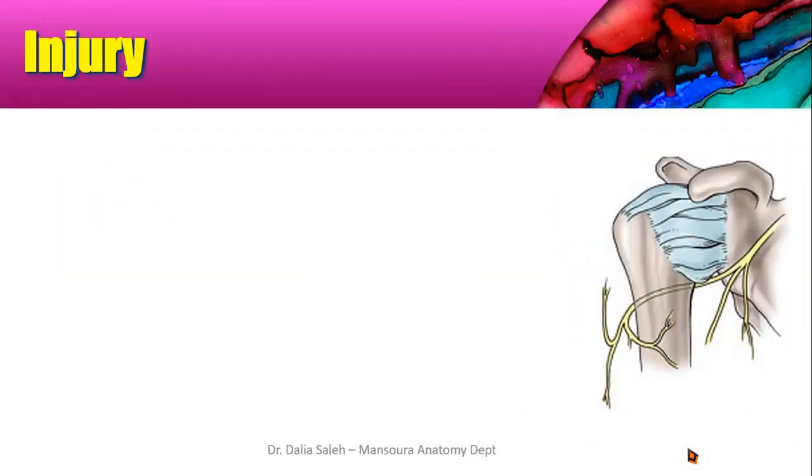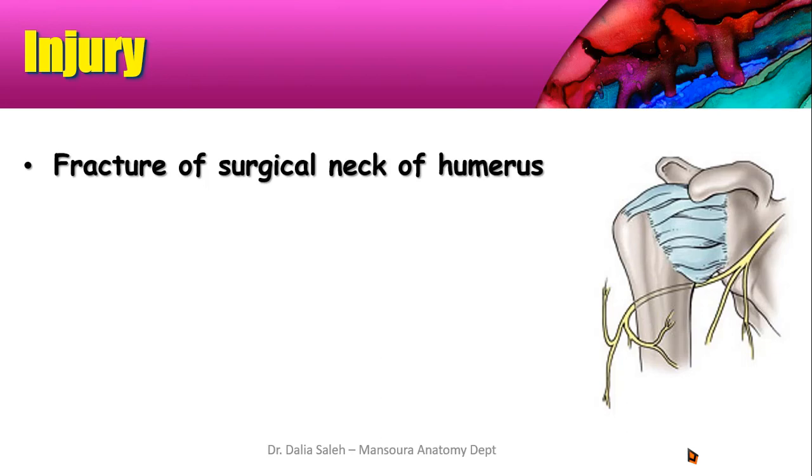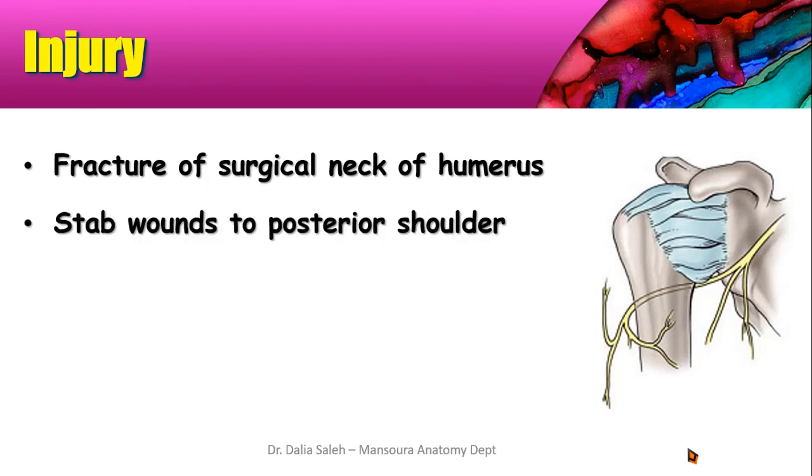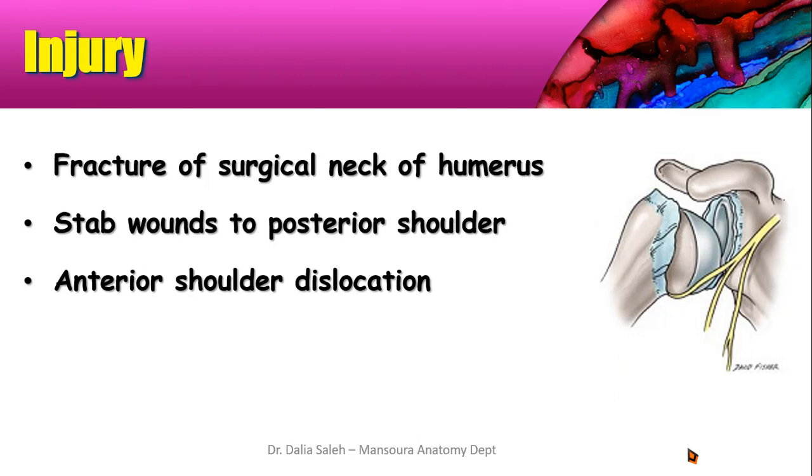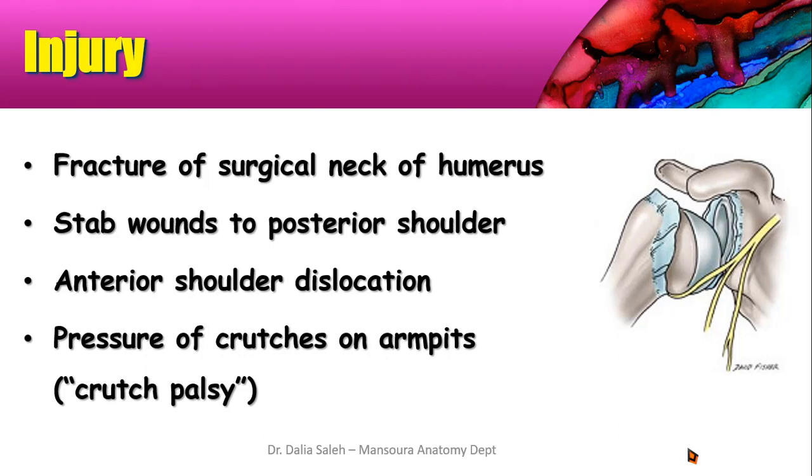The injuries of the axillary nerve could be due to fracture of the surgical neck of the humerus, and also could be injured by direct stab wounds to the posterior part of the shoulder. It also could be injured if there is anterior shoulder dislocation, so the dislocated head of the humerus could directly cause injury to the axillary nerve. It could also be injured by pressure of the crutches at the armpits. They call it crutch palsy.